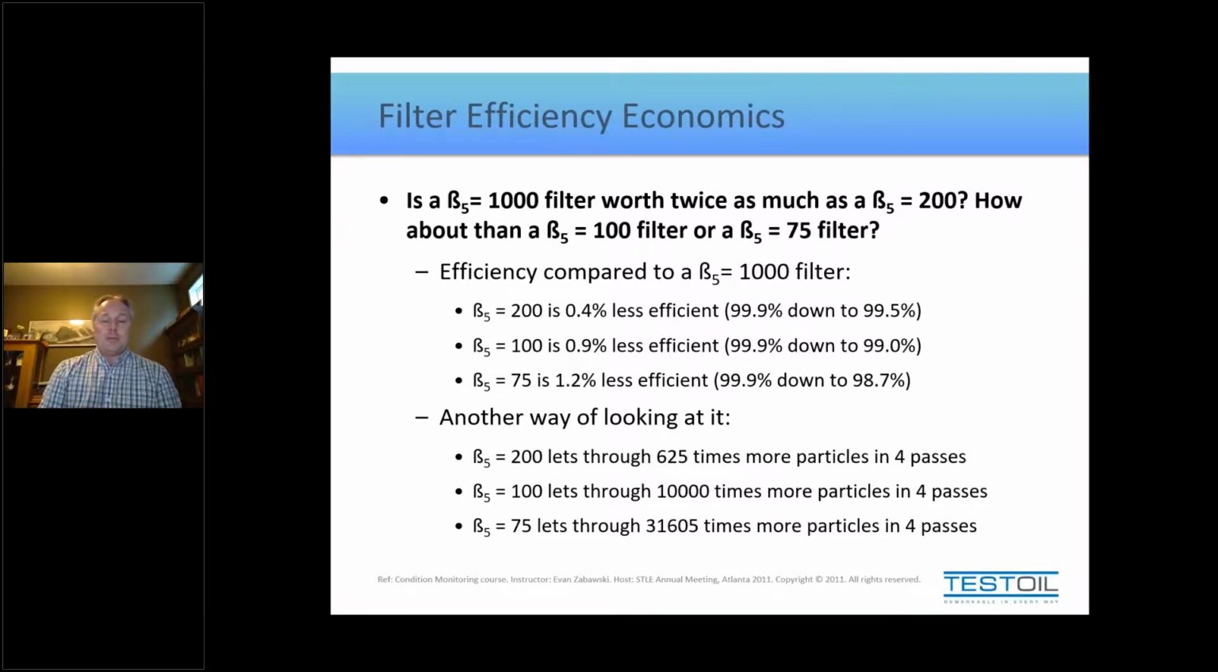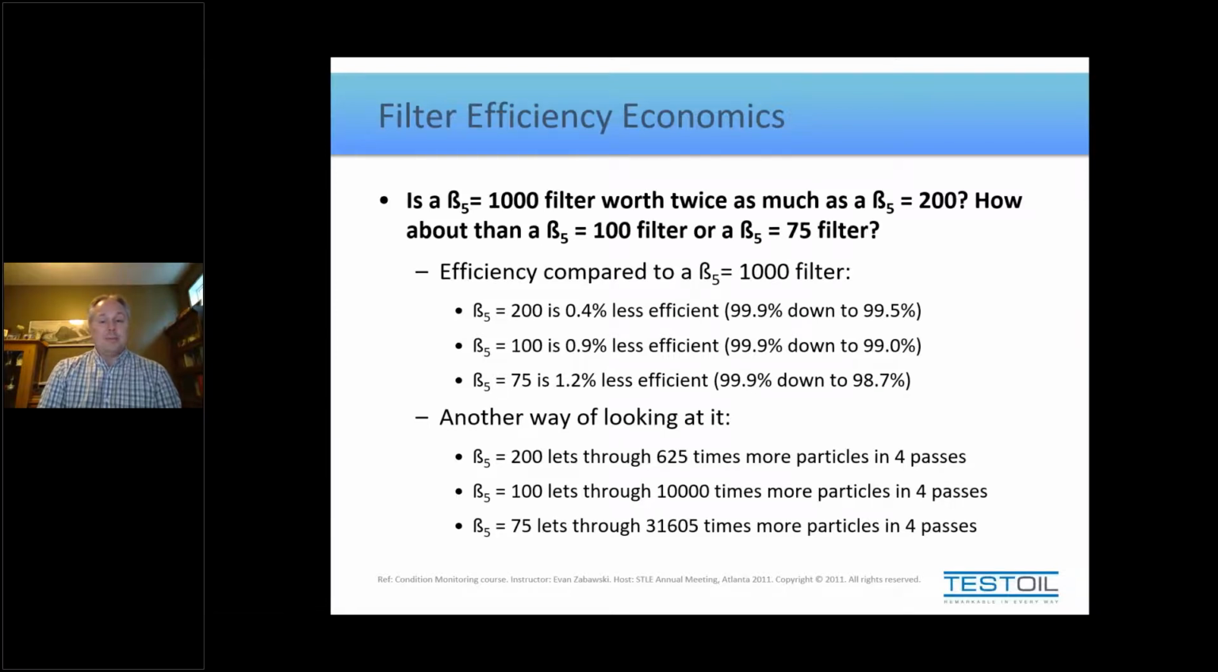However, from a different perspective, if I look at it and do the calculations on how many particles will be there after each pass, if I compare it to the Beta 1000, a 200 will let through a little more than 600 times as many particles. A 100 will be 10,000 times as many particles. And as you can read, a 75 works out to just over 30,000 times as many particles will escape these filters after just 4 passes.